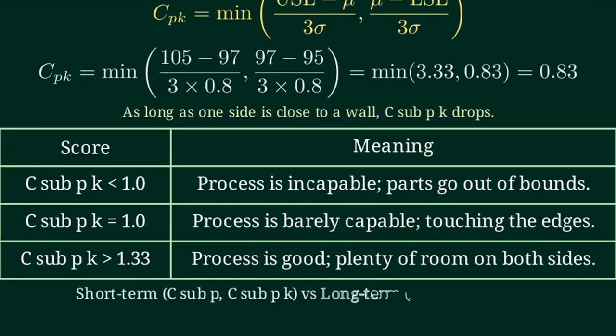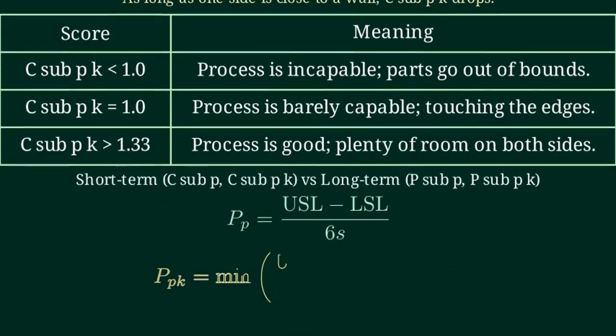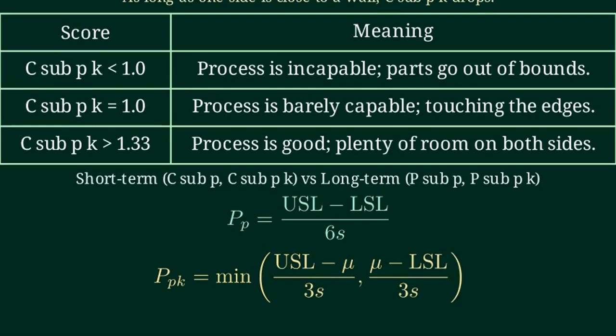Think of it like an athlete running. The short-term burst is similar to C indexes, while the long-term season performance is captured by P indexes. P sub P and P sub Pk use the total spread across days, shifts, and batches. P sub P is the tolerance divided by 6 times the overall standard deviation S, and P sub Pk is about centering with the same S.